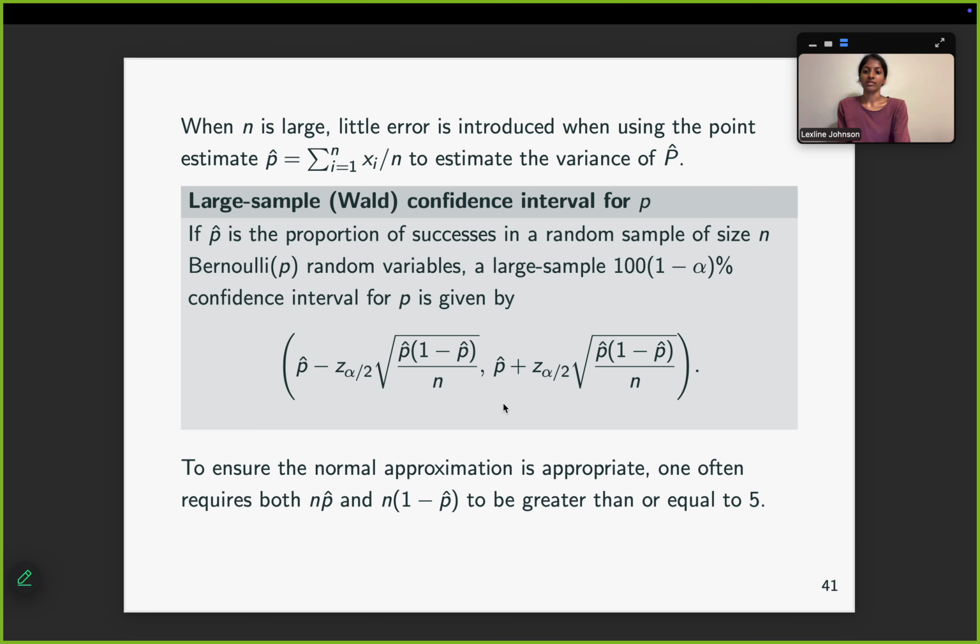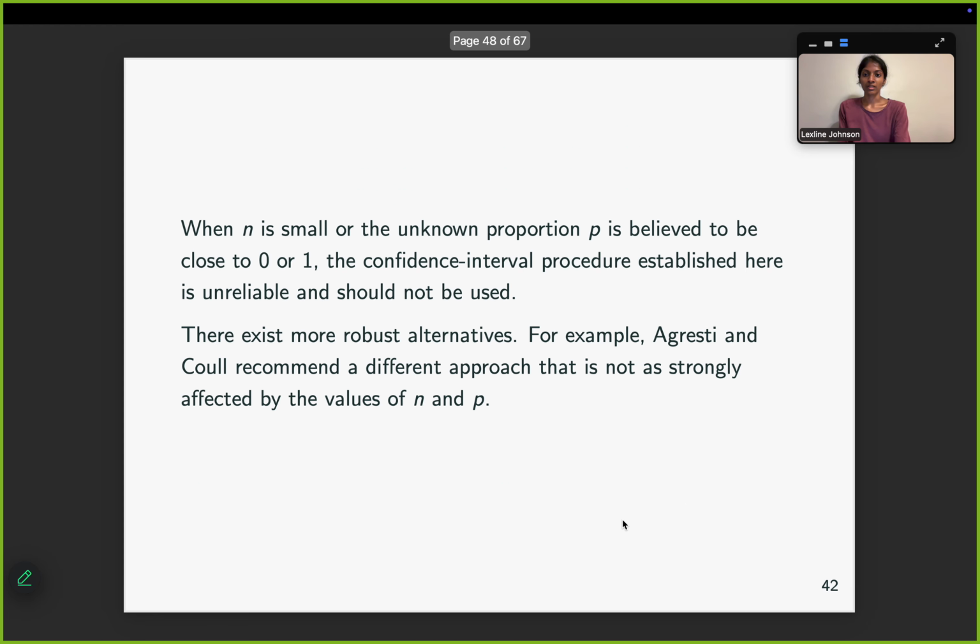And then just a note is that we need to make sure that both our n times p and our n times 1 minus p are both greater than or equal to 5, because if they're small or unknown, then our confidence interval isn't going to be very accurate, so we can use other methods.